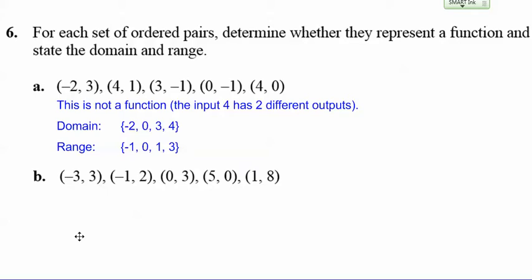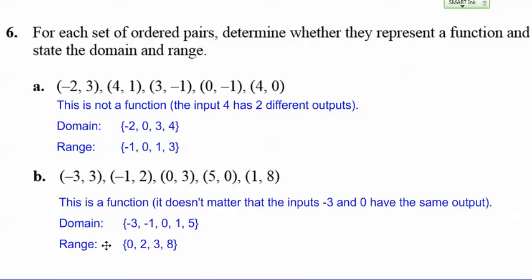So what about b? Is this a function? This is a function, and it does not matter that the inputs -3 and 0 have the same output. It does not matter that -3 and 0 both give me an output of 3. That does not affect whether it's a function or not. I've talked about that on several occasions now through this video.